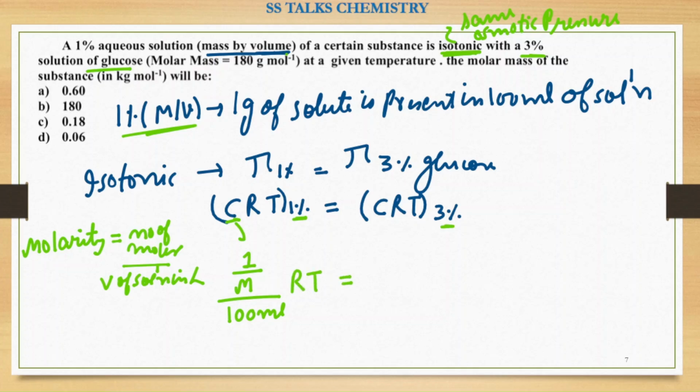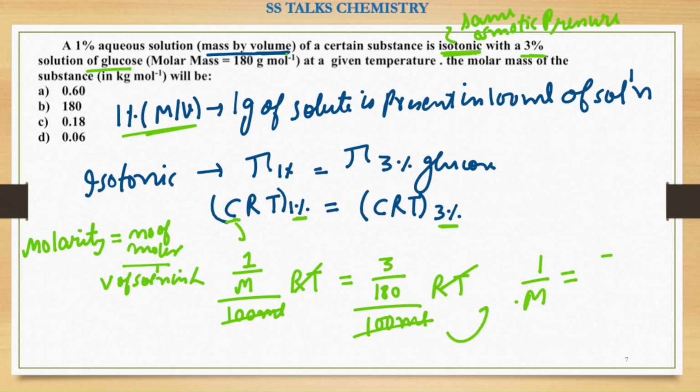This is equal to the 3% glucose solution. That means 3 grams of glucose, so the given weight of glucose is 3 grams. Its molar weight is 180 grams per mole, upon the volume of 100 ml, into RT. So this RT and that RT cancel out, and the volume terms also cancel out. So we have 1 by m equal to 3 upon 180, with the grams and grams per mole.